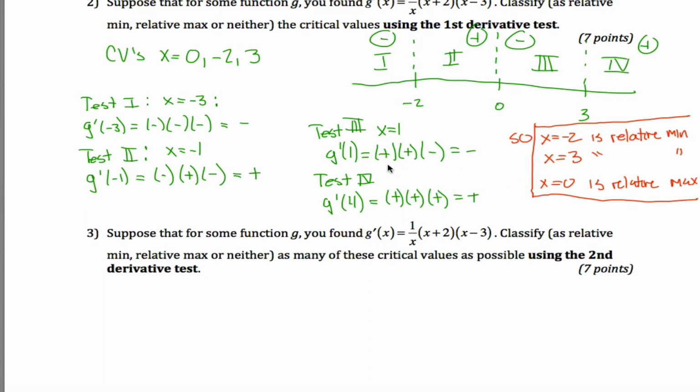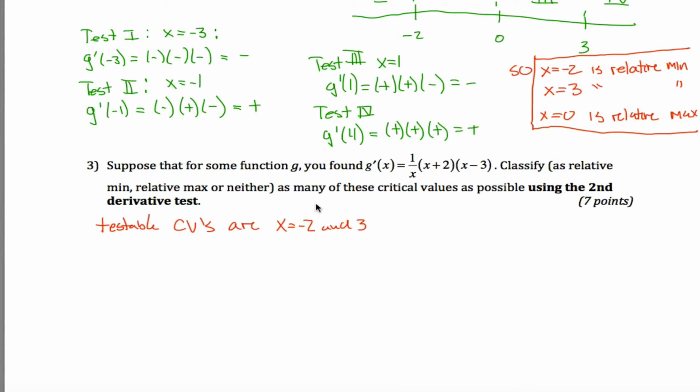However, note that because these testable critical values, I don't know if that's a word, are only x equals -2 and 3, I can't test 0 using the second derivative test, because 0 was one of the critical values I got where the first derivative is undefined. And if the first derivative is undefined, the second derivative is undefined, so I couldn't get any information about that point using my second derivative test. But I could get information about -2 and 3. Hopefully I'll find that -2 is a relative minimum and 3 is also a relative minimum.